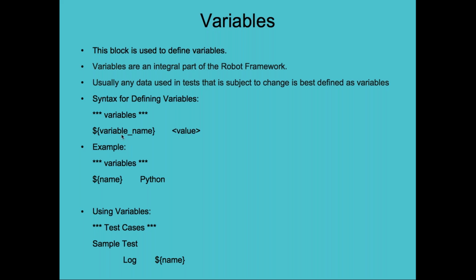So that is variables. You can define variables in Robot Framework like this. Similarly to settings, it will be star star star Variables star star star. And here the syntax is dollar, open brace, variable name, close brace, and again three spaces. This is one keyword, then three spaces, and you can give the value. This is the syntax.